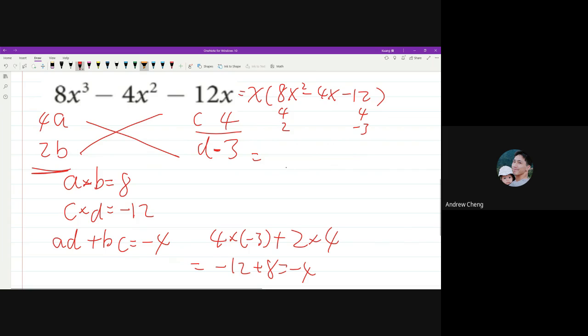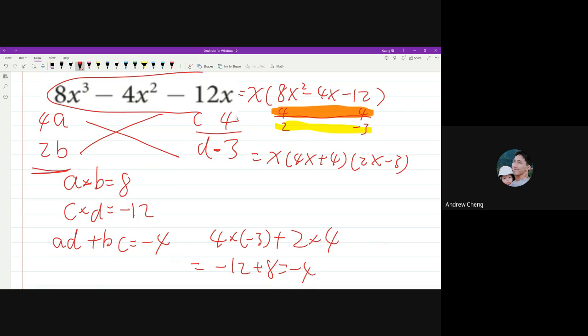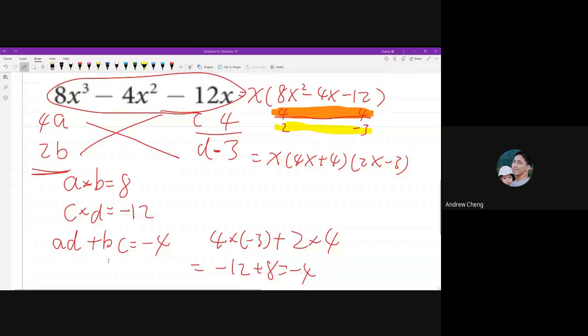And then this one is a pair, and the other pair is this one. So you will get x times 4x plus 4, and then 2x minus 3. Then I rewrite this polynomial into the product of three different polynomials. This we call factorization. Right, the answer, yes, you're right.